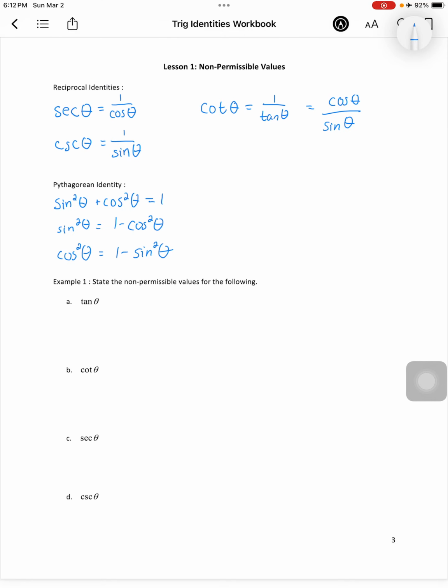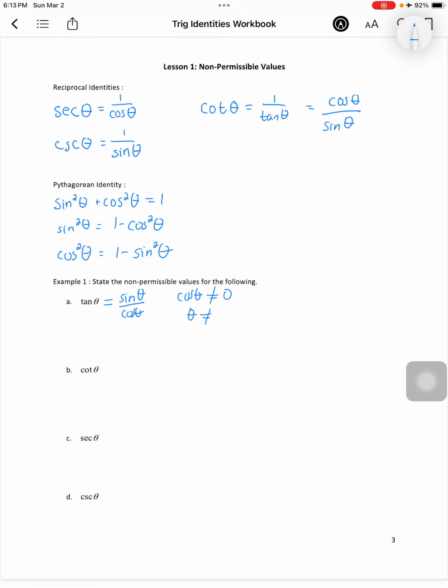So, example 1. State the non-permissible values for the following. So non-permissible values means your denominator cannot be equal to 0. So here, tan theta, if you were to rewrite this in terms of sine and cos, this is going to be sine theta over cos theta. That means cos theta cannot be equal to 0. Therefore, theta cannot be equal to what numbers?